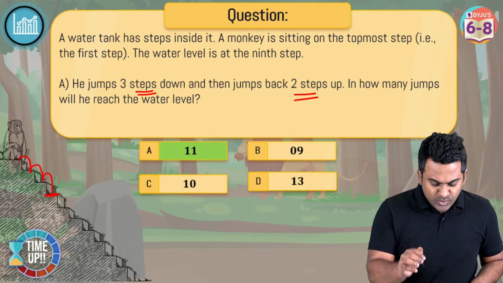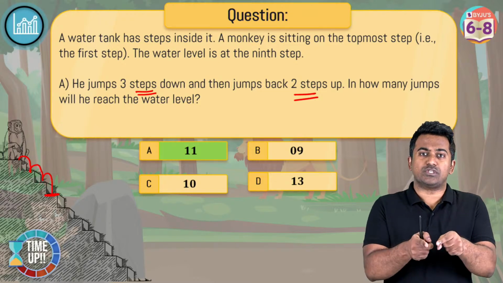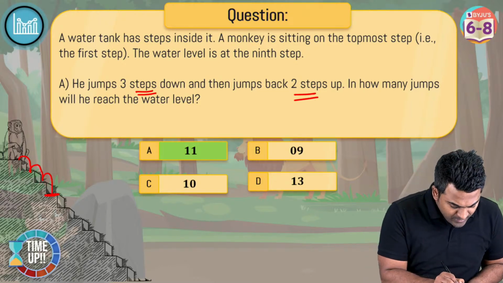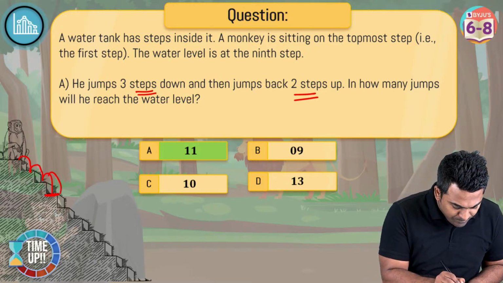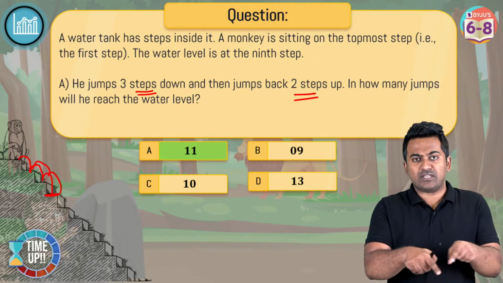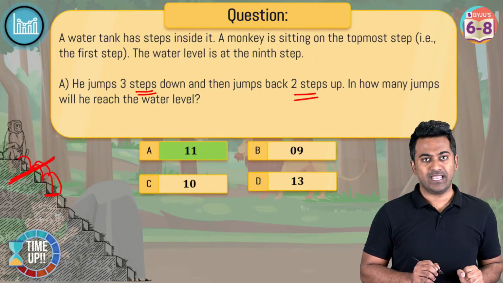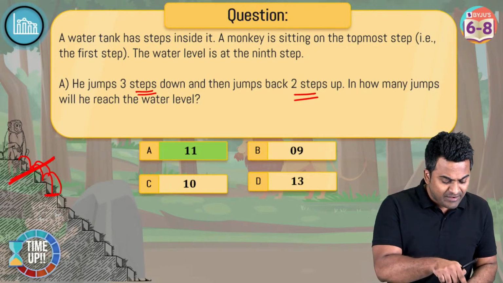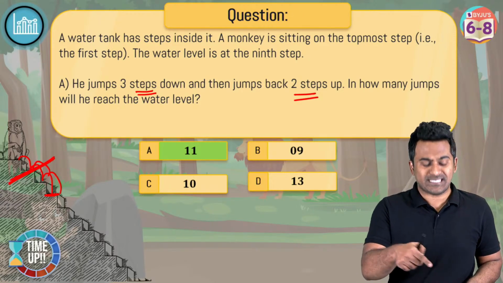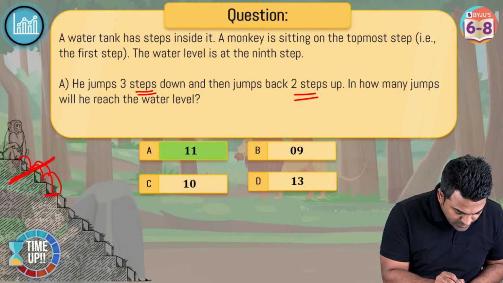So far, pretty simple, right? And now what he's going to do is he's going to take 2 steps up. So from here, the monkey is again going to go up, okay? So after these 2, the monkey is here, right? And now this process is going to repeat. Again, from here, he's going to take 3 steps down, all right? So here's the first step.